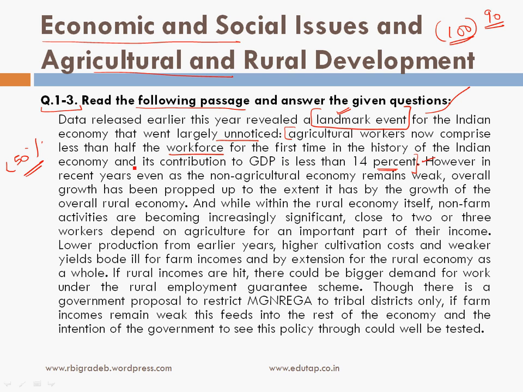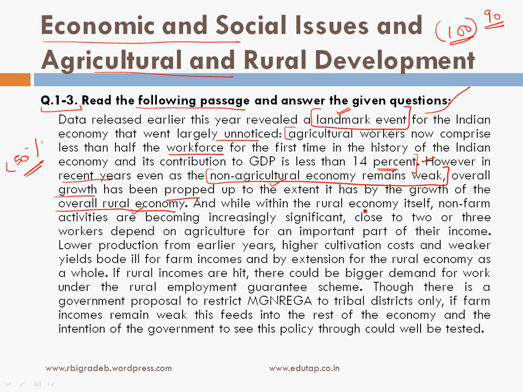Second paragraph. However, in recent years, even as the non-agricultural economy remains weak, overall growth has been propped up to the extent it has by the growth of the overall rural economy. Very important line. It is saying that although in recent years the non-agricultural economy has remained weak, the overall growth momentum of India has been propped up due to the growth of the overall rural economy. So although the non-agricultural economy remains weak or sluggish, the overall growth has been given a push by the growth of the overall rural economy. That is agricultural economy, fine.